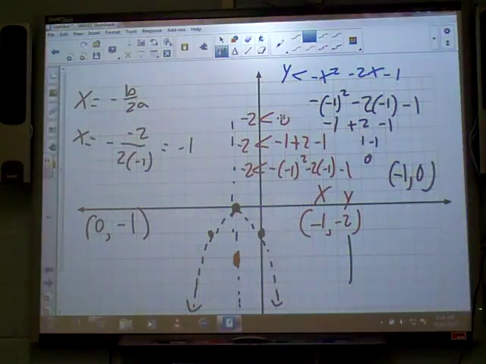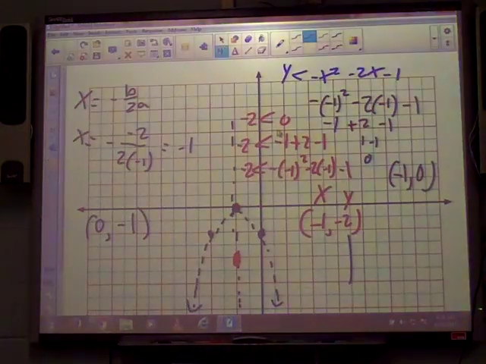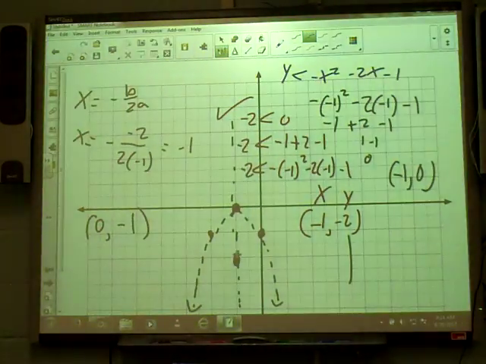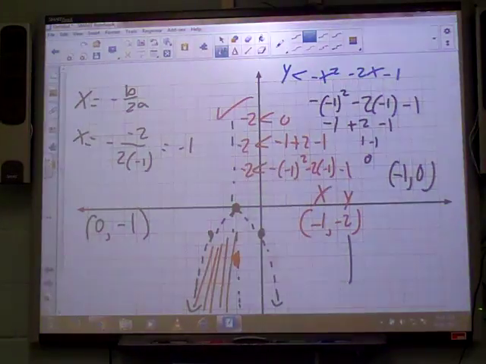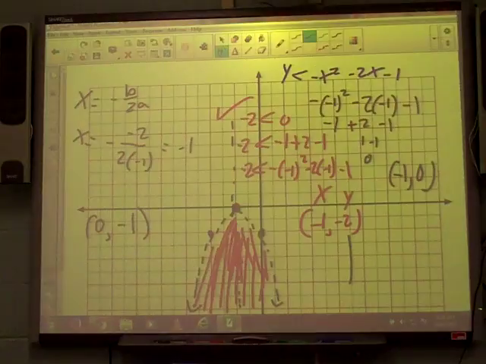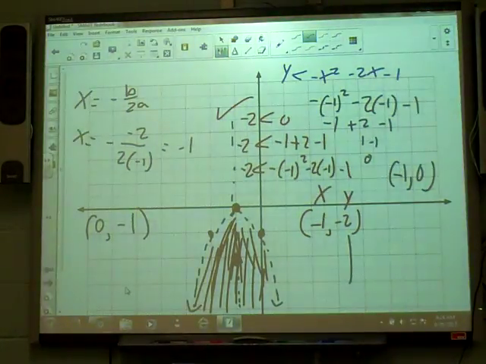Okay, so we have to decide then if our statement that we ended up with is true or false. And a negative is smaller than 0, so that's true. So that means this test point gets shaded. So inside of my parabola will be the shaded part. If it had been false, we would have shaded all outside. We wouldn't shade our test point.